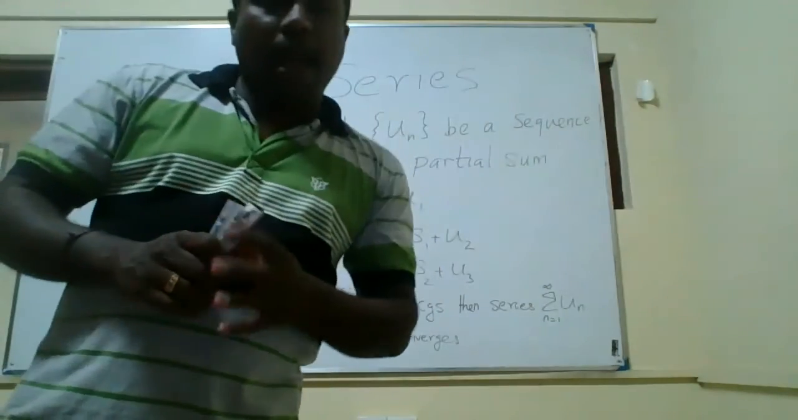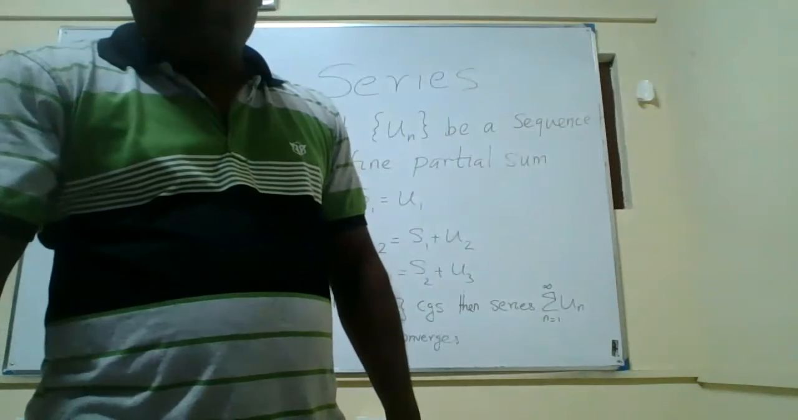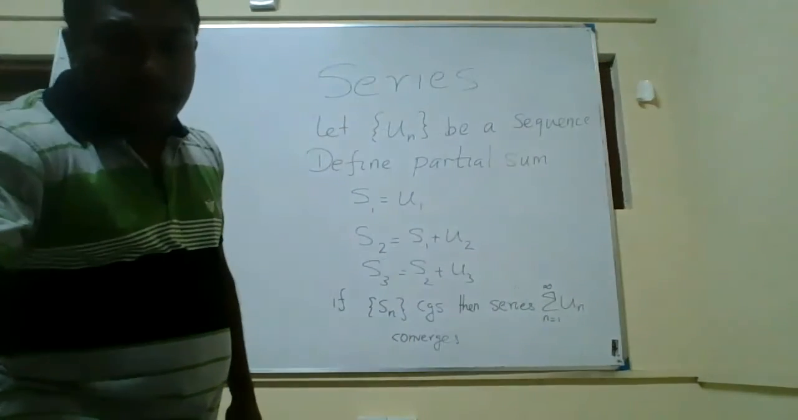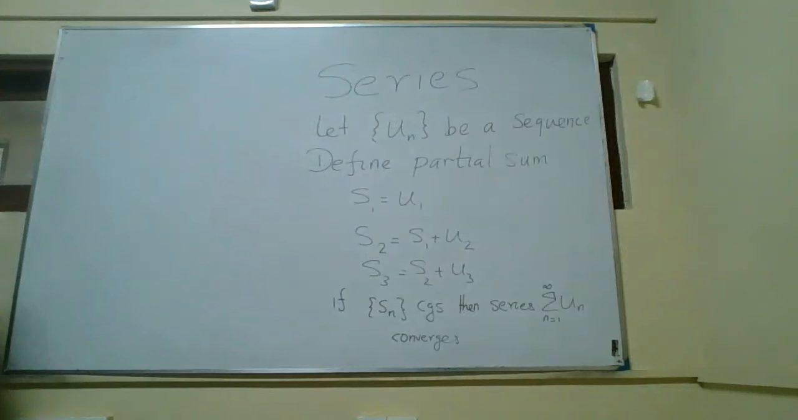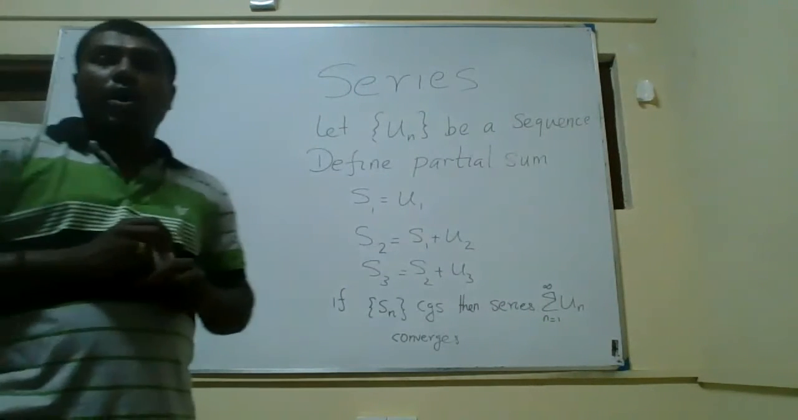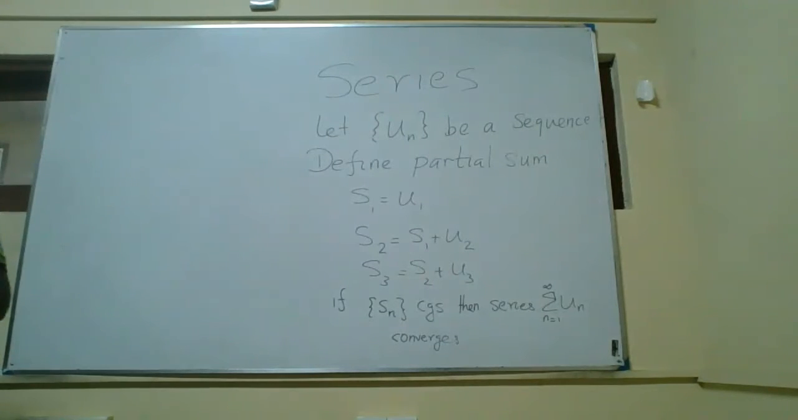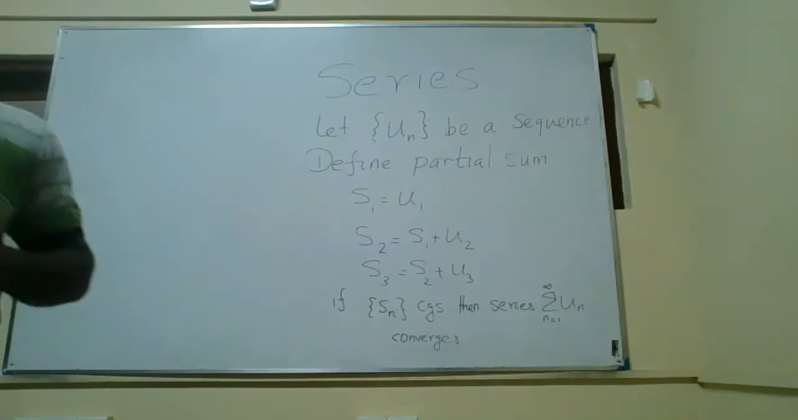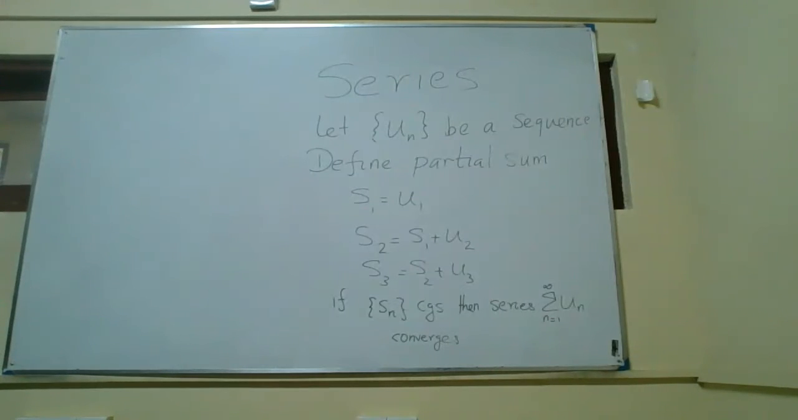Okay, so we have defined the partial sum sequence. Based on the convergence of the partial sums, we talk about the convergence of the series, which is the summation of un. So here you know what we mean by the notation.